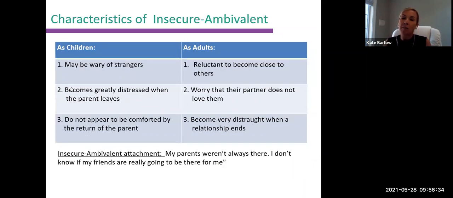Characteristics of the insecure-ambivalent attachment pattern would be, as children, they may be wary of strangers, and as adults, they may be reluctant to become close to others. As children, they may become greatly distressed when a parent leaves, and as adults, they may worry that their partner does not love them. As children, they do not appear to be comforted by the return of a parent. And as adults, they may get extremely upset when a relationship ends. So a statement from someone with an insecure-ambivalent attachment might be, "My parents weren't always there for me. I don't know if my friends are really going to be there for me."